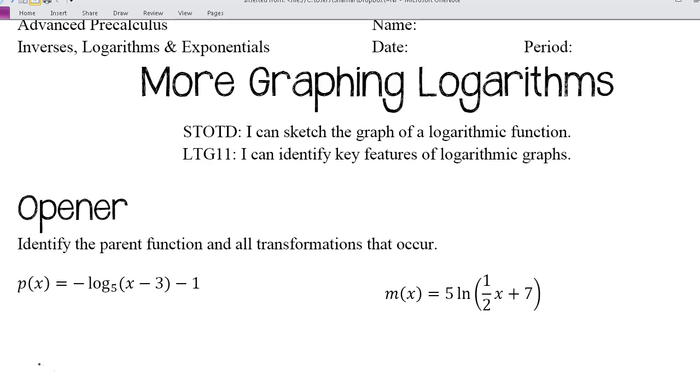So we've got our learning targets. Sketch the graph of a logarithmic function, and identify the key features of a logarithmic graph. So we're going to be talking about domain, range, asymptotes, and then some limit behavior as well.